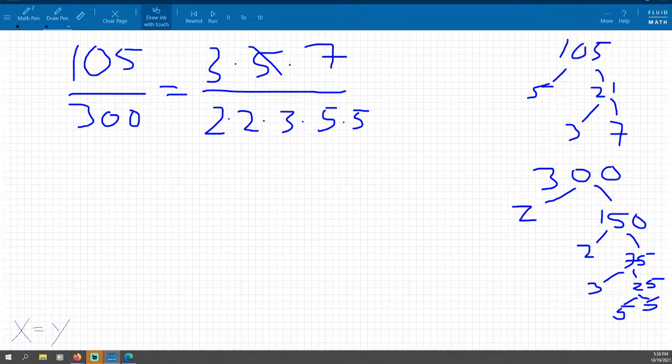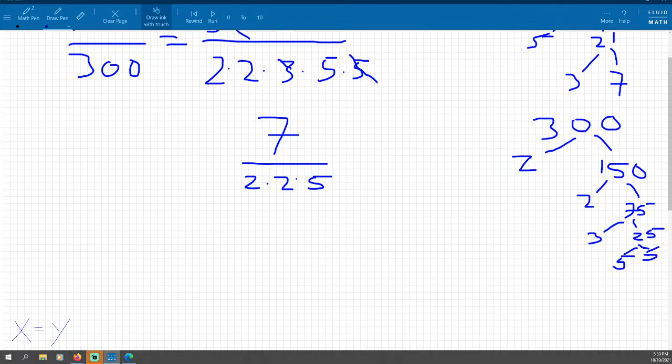So one set of 5s will cancel out. One set of 3s will cancel out. And we're going to be left with 7 over 2 times 2 times 5. Now you still got to multiply this out. So what do we have? That's going to equal 7 over 2 times 2 is 4. 4 times 5 is 20. So 7 over 20.